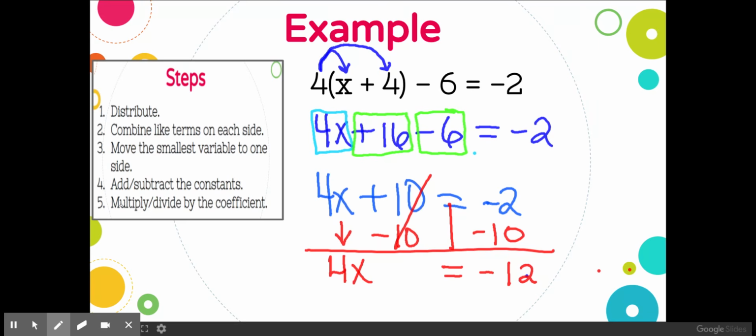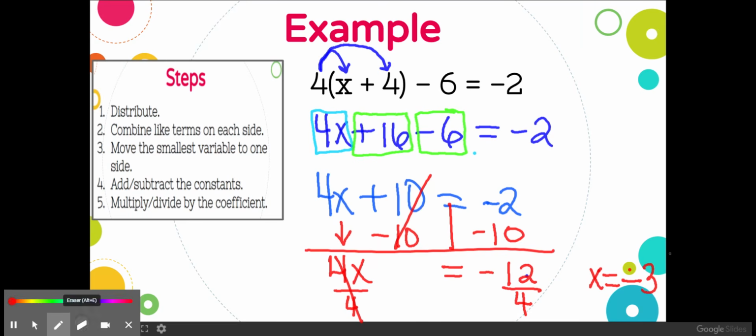So I'm on to step 5, which is multiply or divide by the coefficient. The coefficient here is 4. So I would divide both sides by 4. And 4 divided by 4 is just 1, so I can cancel those out. I would end up with x equals negative 12 divided by 4. Okay, this is division. They have different signs, so I know I'm going to get a negative answer. And 12 divided by 4 is 3. So the answer there is negative 3.